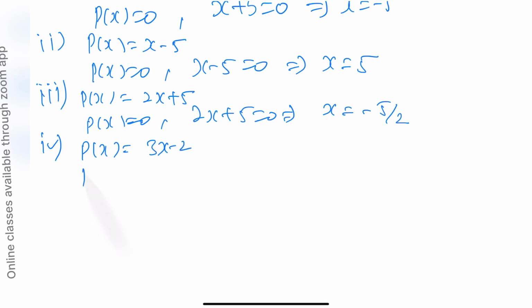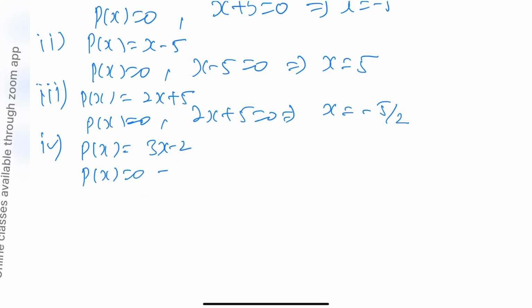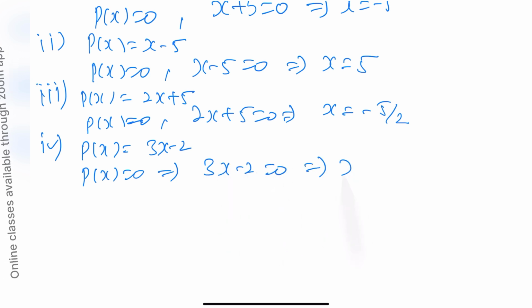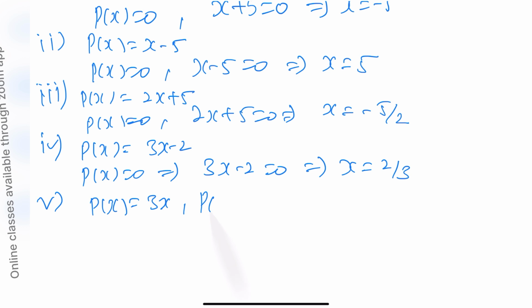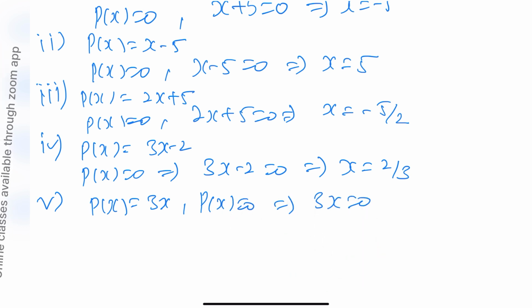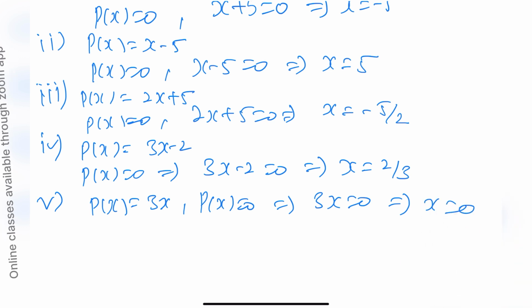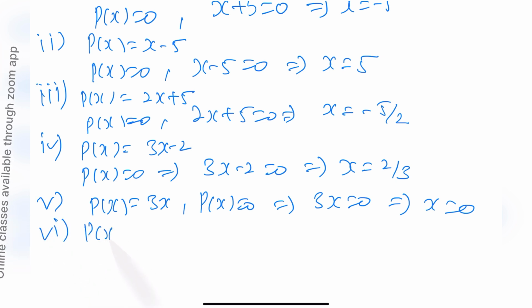Now fourth part, P of x is equal to 3x minus 2. Putting P of x is equal to 0. So this implies 3x minus 2 is equal to 0. So it means x is equal to 2 by 3 is the 0. Fifth part, P of x is equal to 3x. Again putting P of x is equal to 0. So it means 3 times x is equal to 0, so it means x is also 0. So 0 is the 0 of this given polynomial.